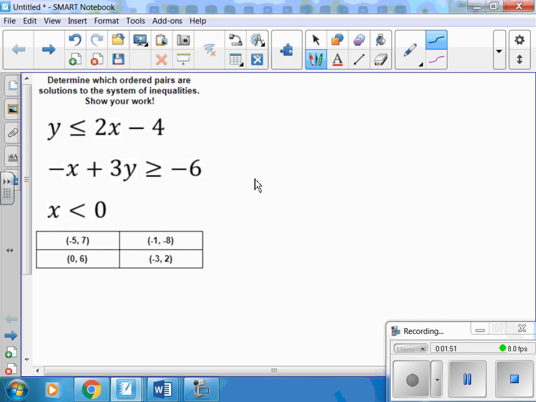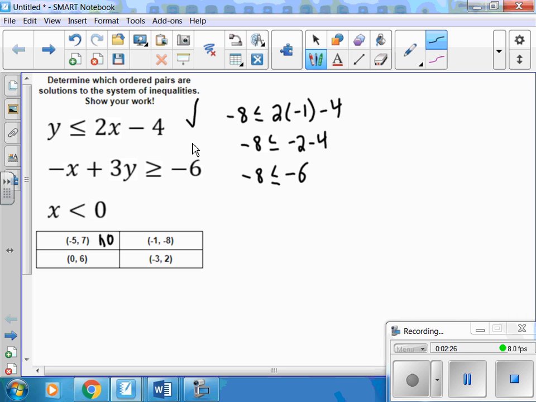All right. So now, the no here, doesn't work here. Now we're going to check this one with -1, -8. Plug -8 in for y, less than or equal to 2, and then plug -1 in for x times, minus 4. We have -8 less than or equal to 2 times -1 is -2 minus 4. -8 less than or equal to -6. -8 is less than -6, so it works for this top inequality.